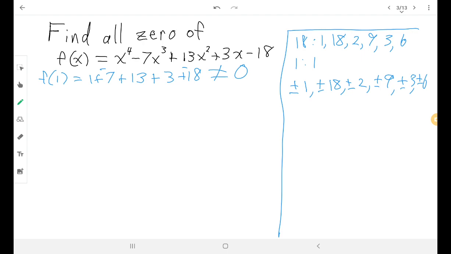I'm looking for it to equal 0. If it equals anything else, I don't care. So let's check f of negative 1. That's pretty easy to check also. Negative 1 to the 4th becomes positive 1.